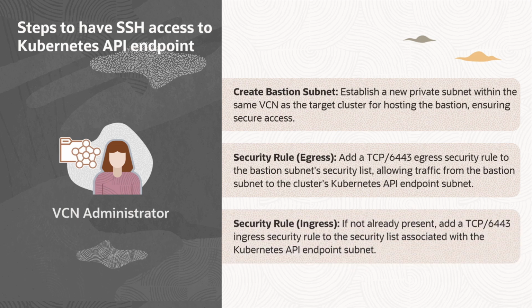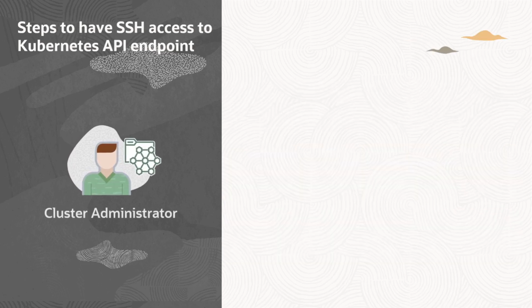If not already present, add a TCP/6443 ingress security rule to a new or existing security list associated with the subnet hosting the Kubernetes API endpoint. This rule allows traffic from the Bastion subnet into the Kubernetes API endpoint subnet. These steps will ensure secure communication between the Bastion and the Kubernetes API endpoint.